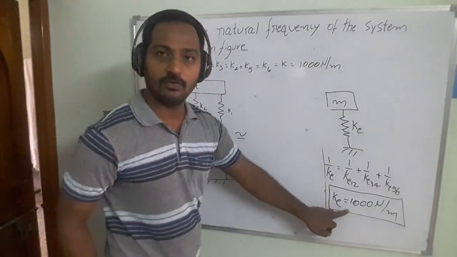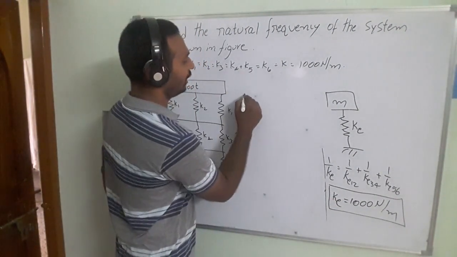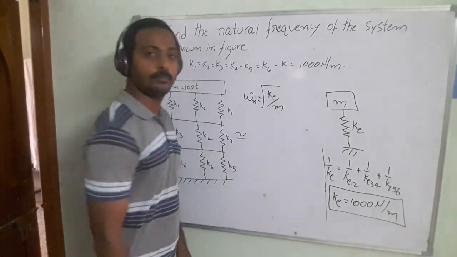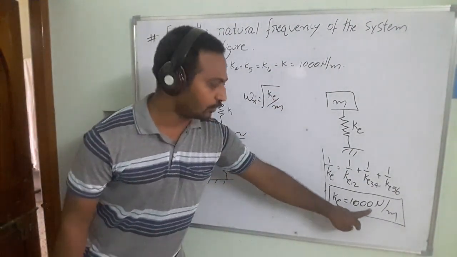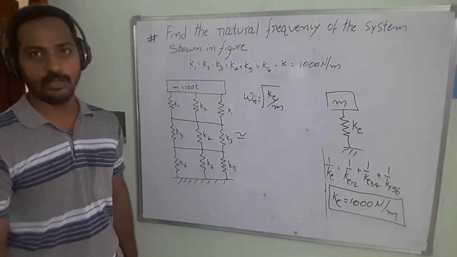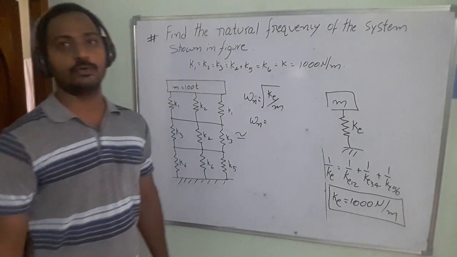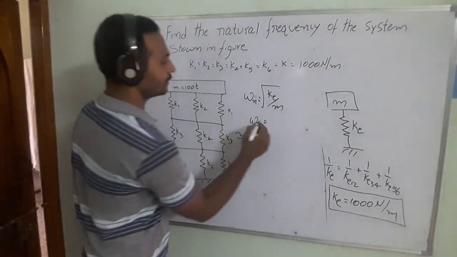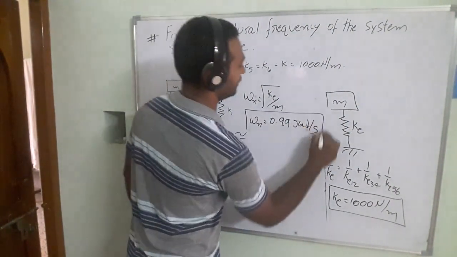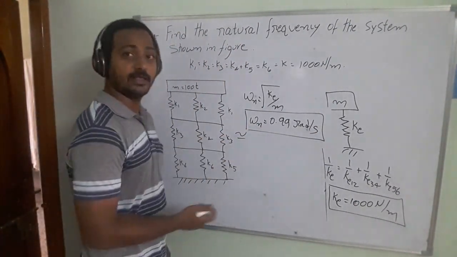Once you have calculated the equivalent stiffness constant, then we need to find out the natural circular frequency, omega n, which is the square root of Ke by m, right? So Ke is equal to 1000 Newton per meter and the mass is equal to 100 ton, which we are going to take. Finally, once you substitute in this equation, omega n is equal to, how much value are we getting? That's going to be 0.99 radians per second.